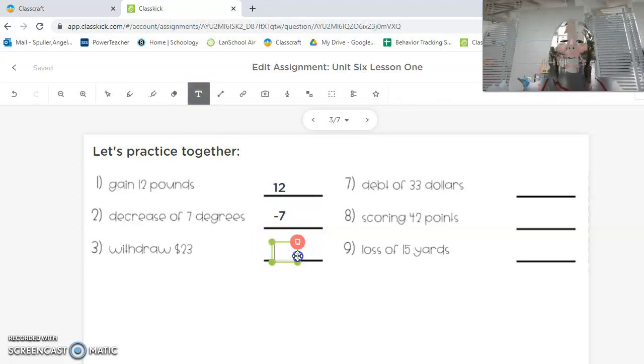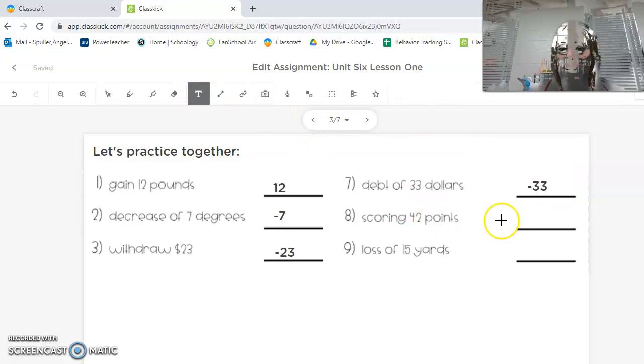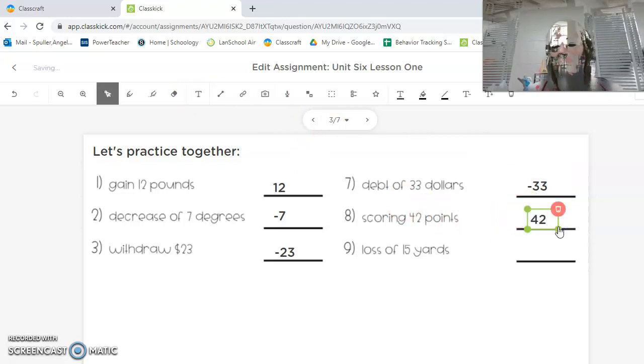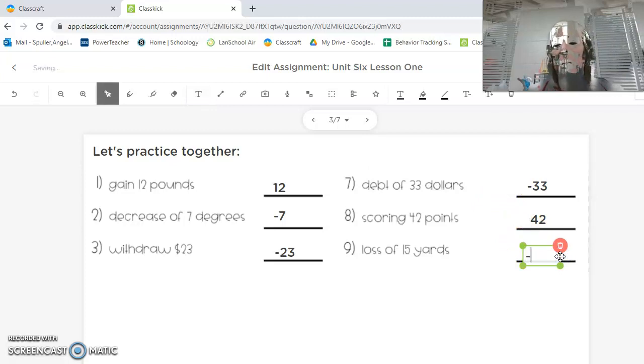How about withdrawal? Well, withdrawal is another one of those negative words. If I'm withdrawing it, I'm taking it away. Usually you see this in your bank account, when somebody withdrew some money from you. Okay. Debt. If you have a debt, you owe somebody $33. Scoring. We all like to score because we gain that 42 points. And loss of 15 yards. Oh, that means you went backwards, right?